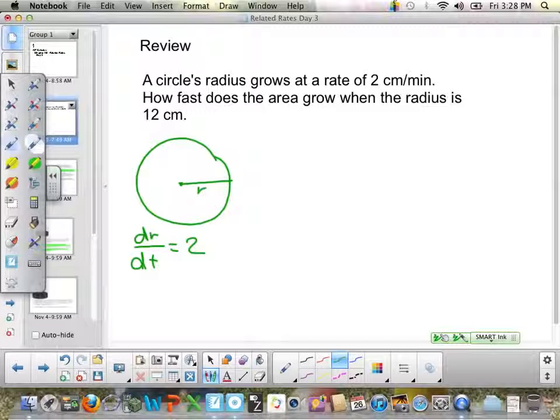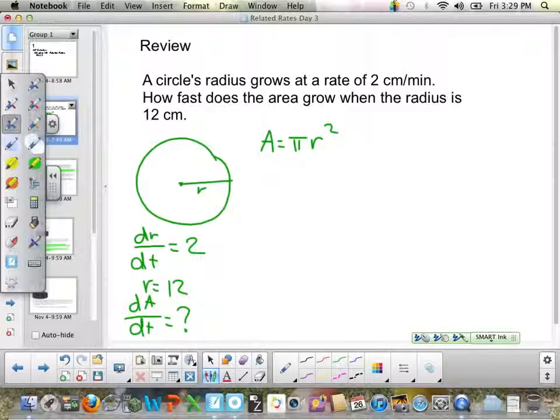We know the radius at a certain point is 12 centimeters, and we're looking for how fast the area grows. Well, how fast does the area grow? That's dA/dt, and that is our unknown. Now we write an equation that relates those variables. We've got area, we've got radius. Our equation: area equals pi r squared.